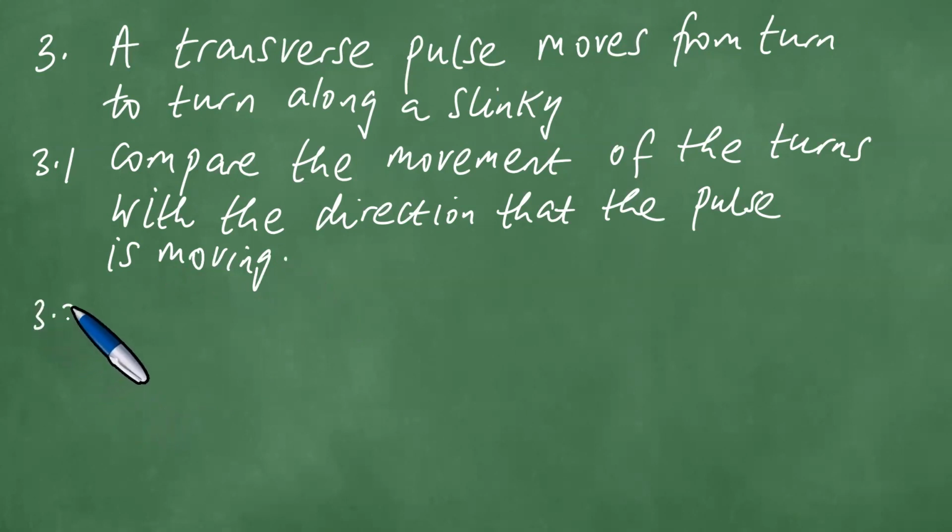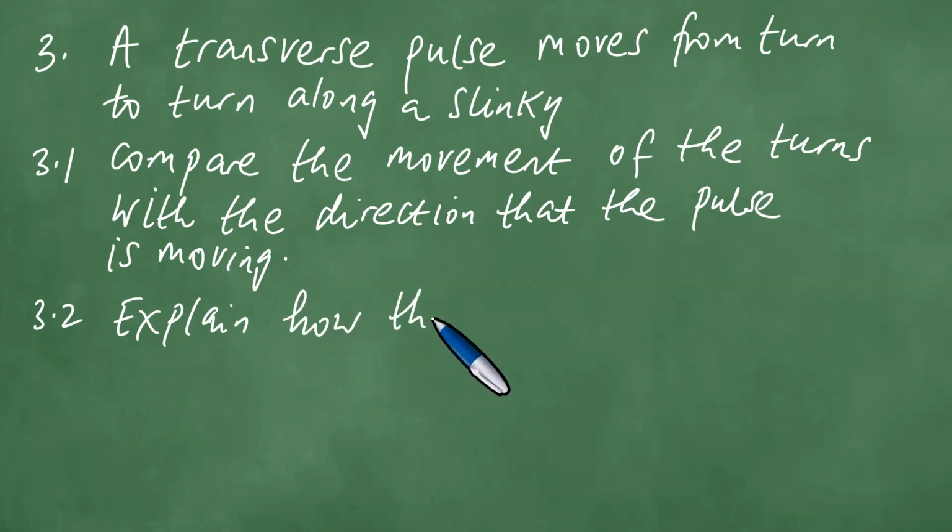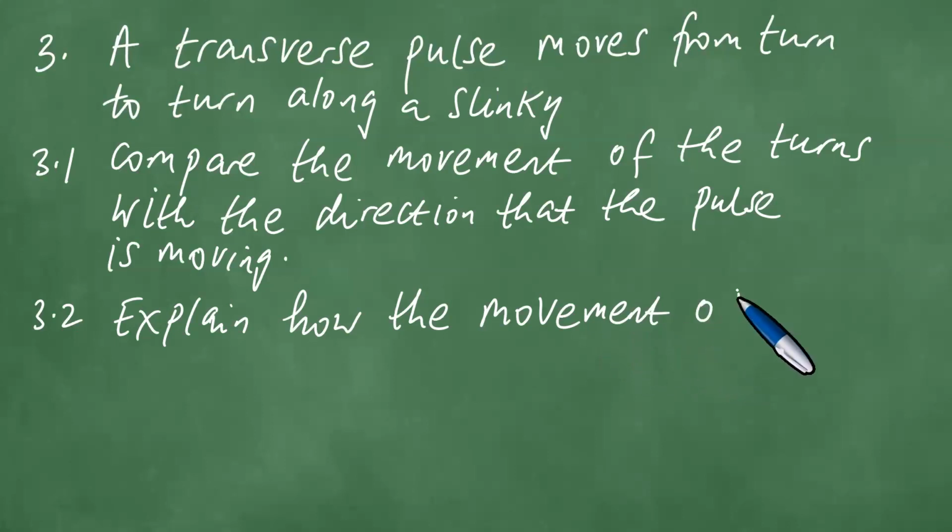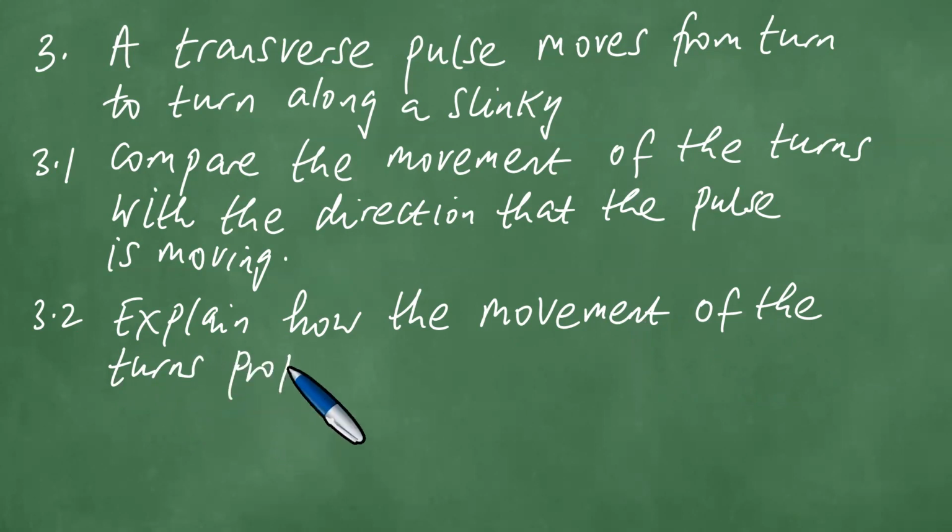The 3.2, explain. What is the title of the textbook that you're using? Doxentia. Oh, Doxentia. All right, good. Right, explain how the movement of the turns propagates the pulse.